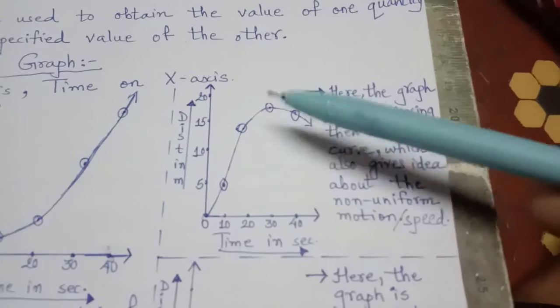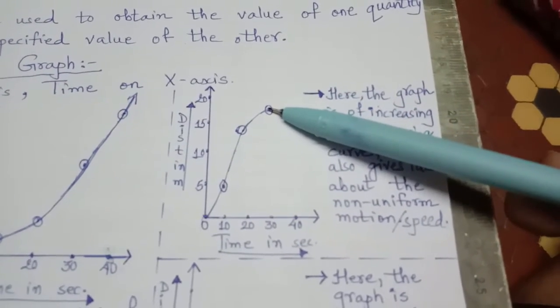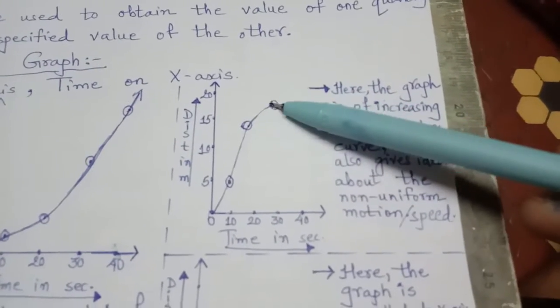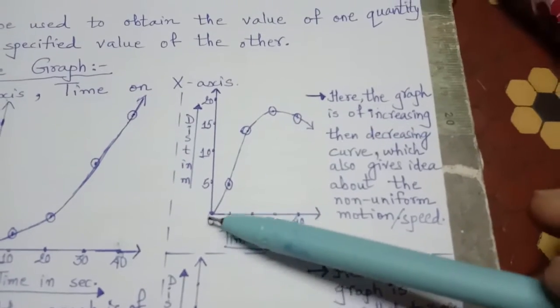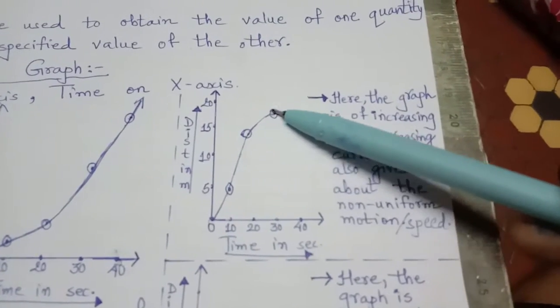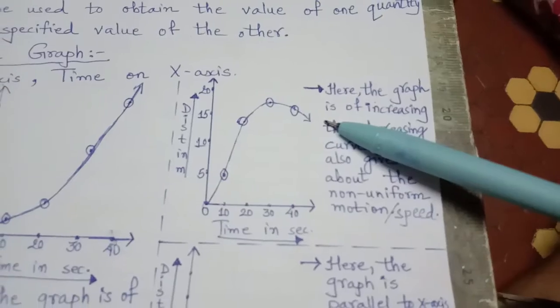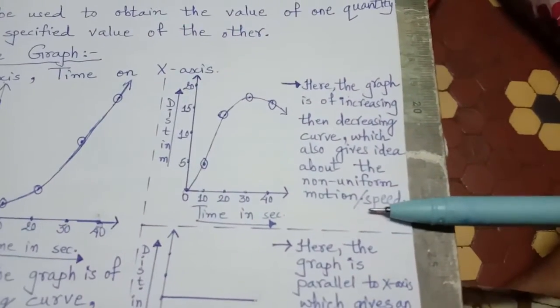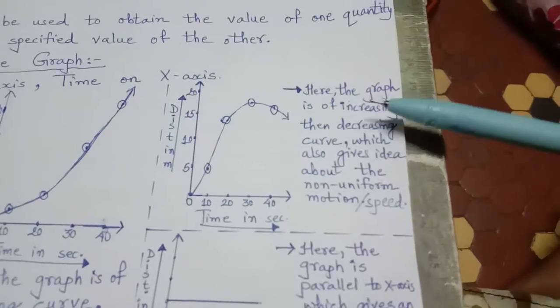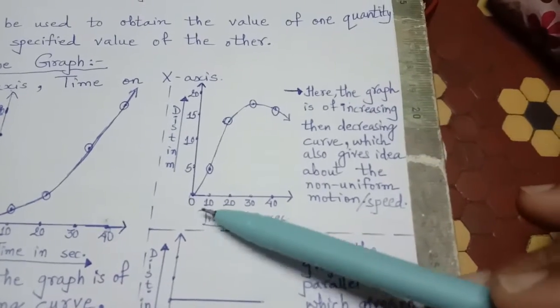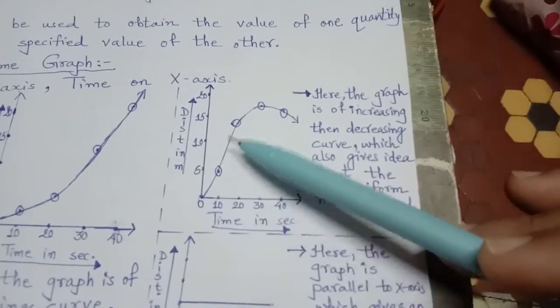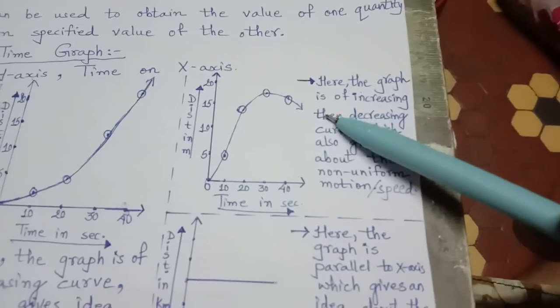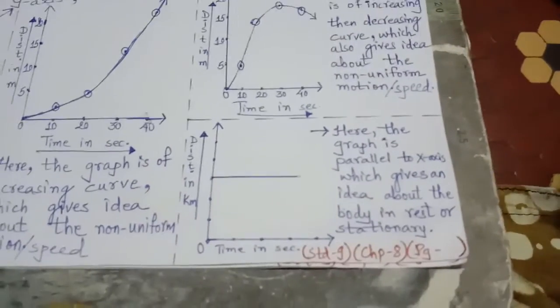At 30 again less than 5 meter. At 40 even less than that. So you can see the graph increases, then it is decreasing. So this also shows that the motion is non-uniform speed, but not decreasing or increasing all the time. First it is increasing, then it is decreasing. And here is the graph.